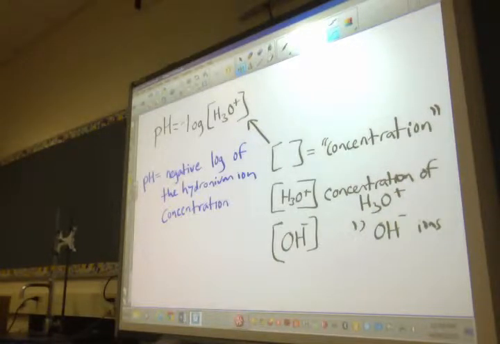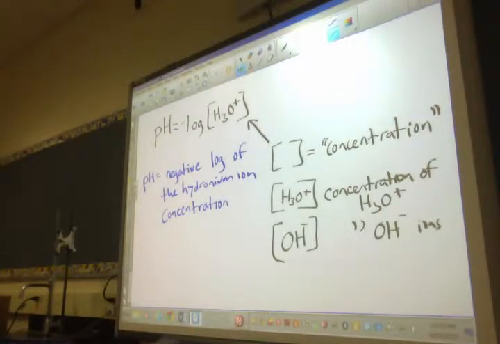Is pOH what measures the hydroxide ions? Yes, we'll get to that in just a minute. Okay, guys, quiet down, please. So pH is the negative log of the hydronium ion concentration. Let's talk about what logs actually mean. We'll do a crash course in logs.